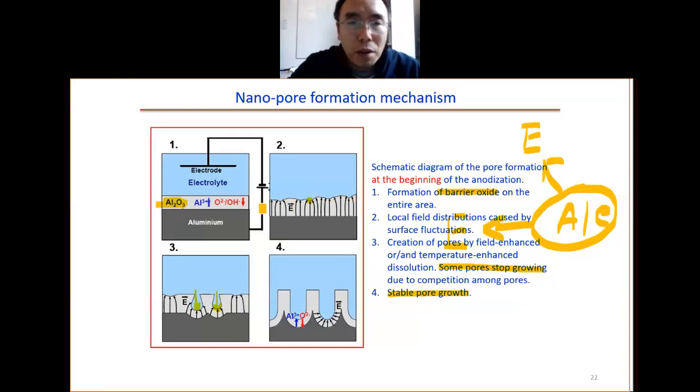This is because, even though the aluminum oxide is not a metal, we have lots of ions, so the electrolyte is actually like a metal. It conducts current. So the electrolyte itself is conducting. The field has to be perpendicular to the electrolyte, and this way it is also perpendicular to the aluminum oxide surface.